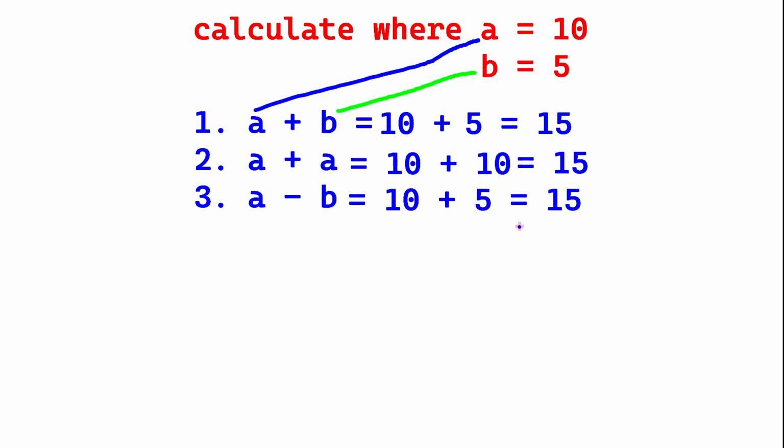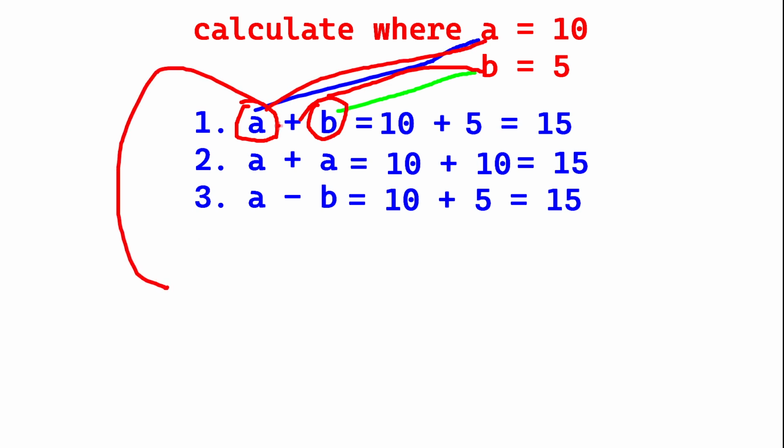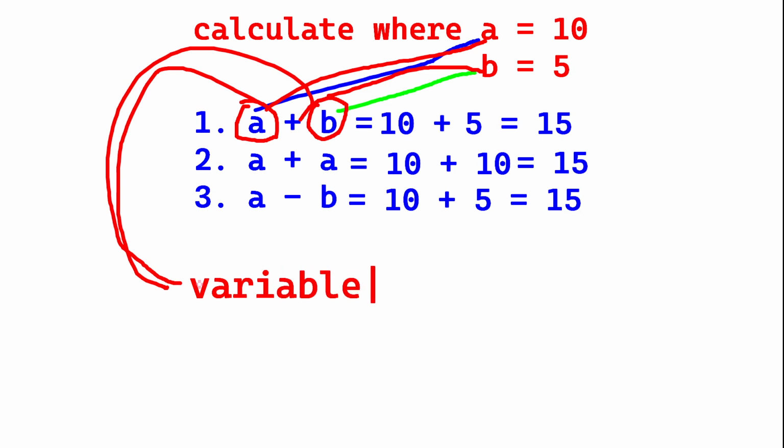Okay, so why am I even explaining this? The reason is that this A and this B we are using here are not the real values. They are representing a value. So you see this A here and this B here, they are simply called variables, because a variable allows you to store values.